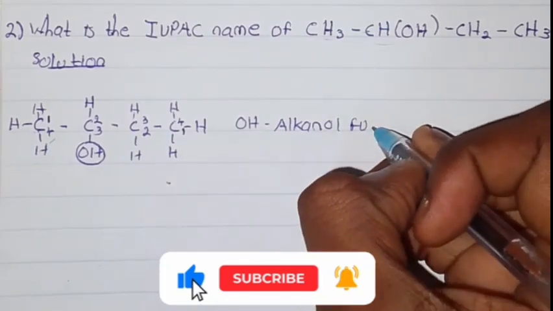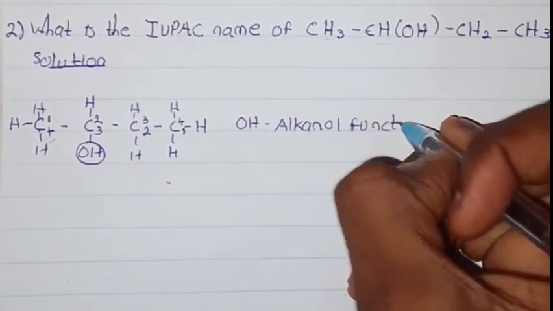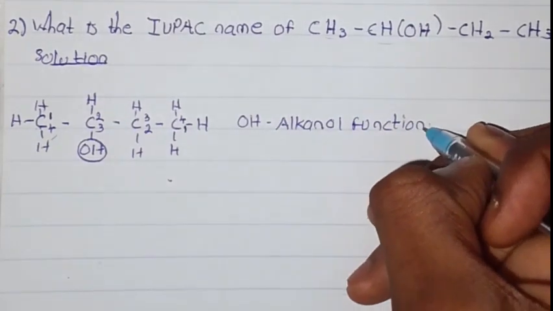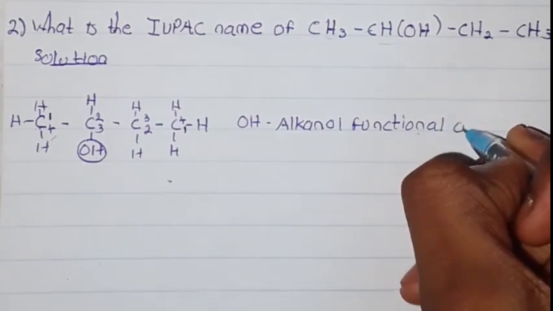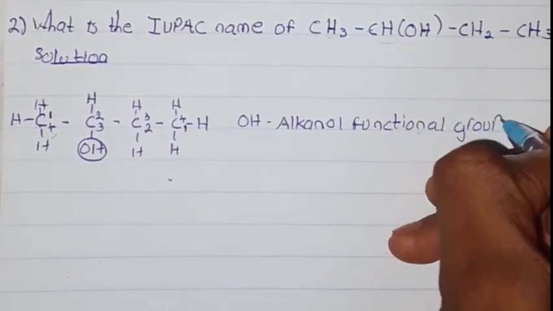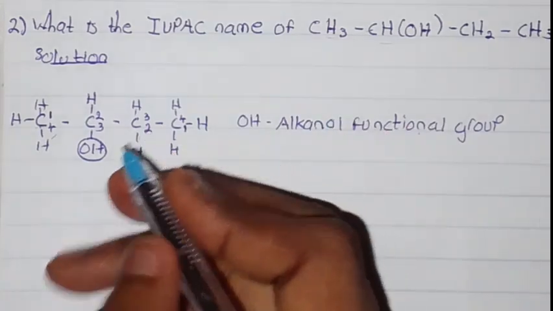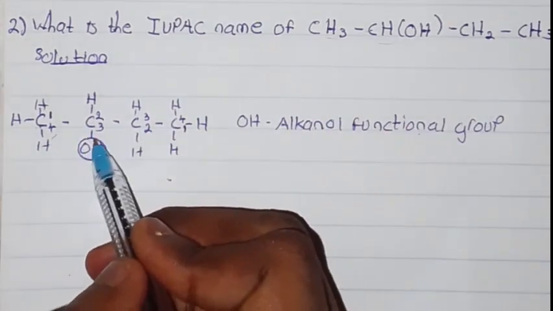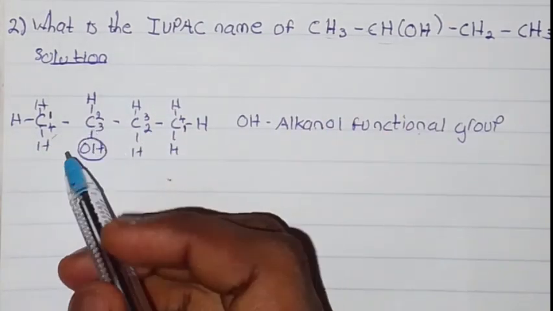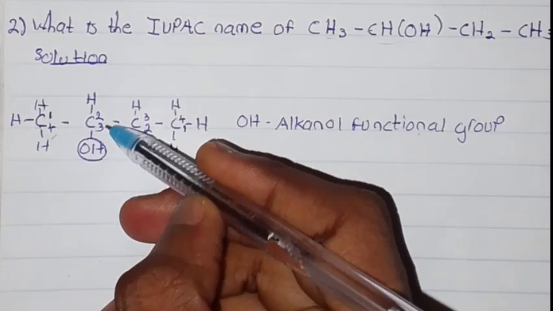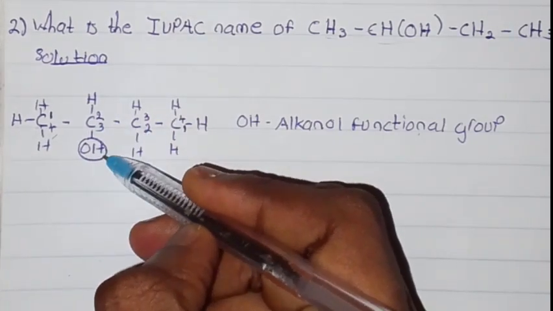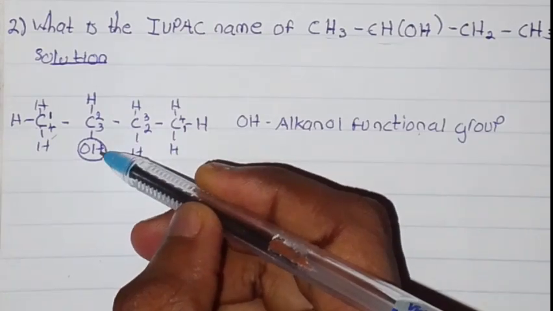Now first we're going to look for which numbering system will give this functional group the lowest number. For the forward numbering system, this substituent is going to be labeled 2. It's going to be placed on carbon 2, while for the backward it is going to be placed on carbon 3.